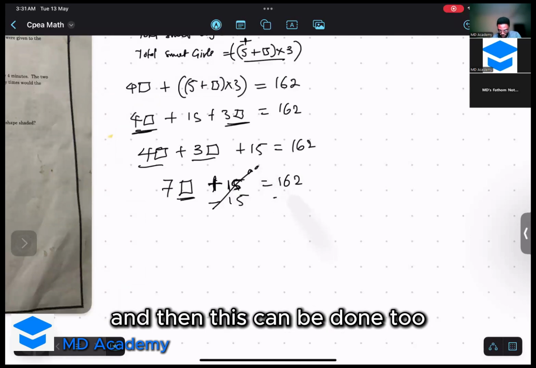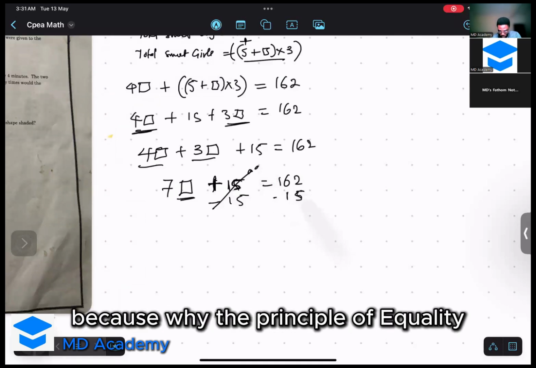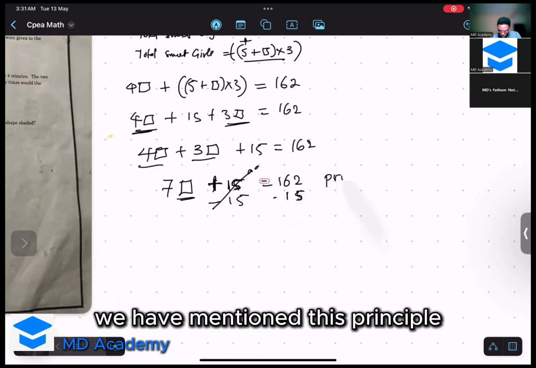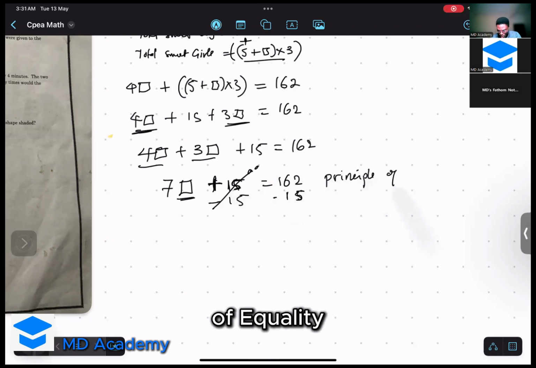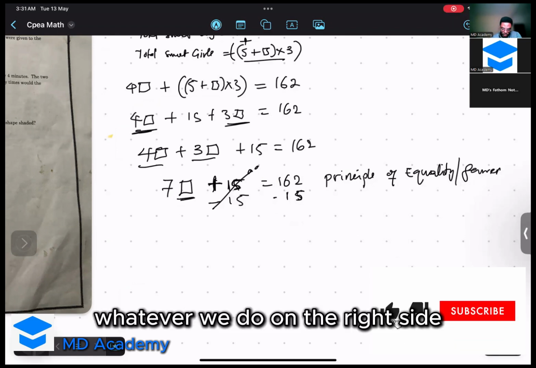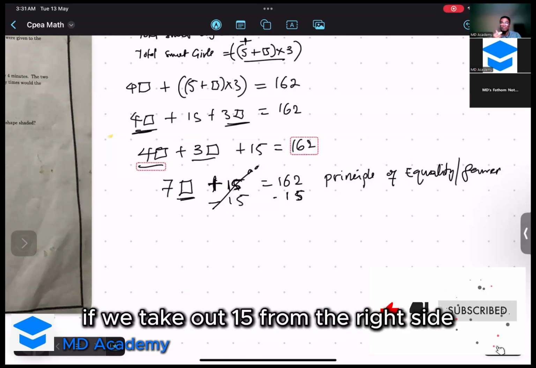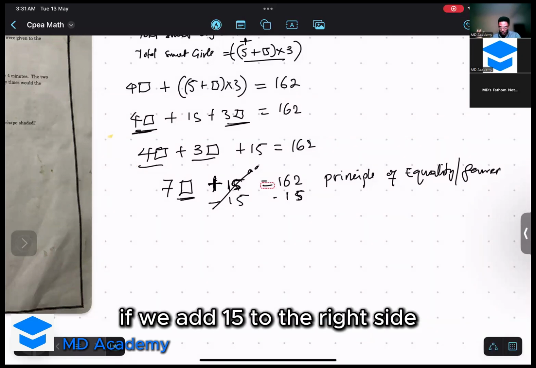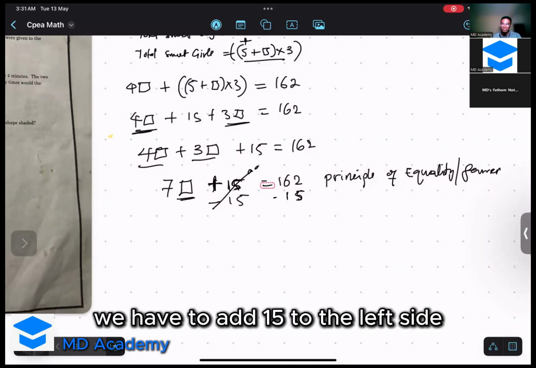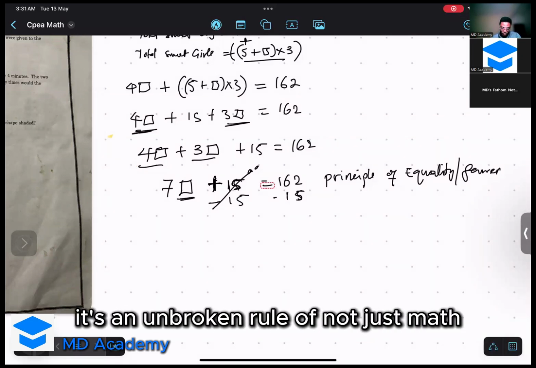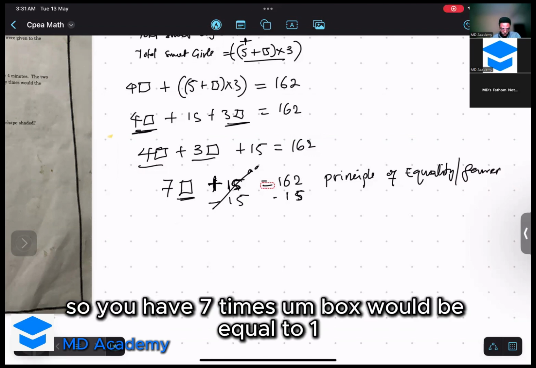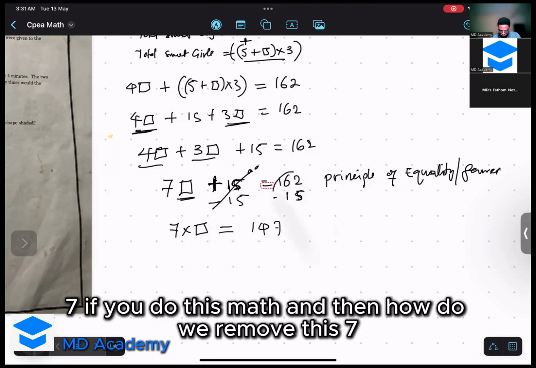And then this can be done too, because why? The principle of equality. We had mentioned this principle of equality. In fairness, whatever we do on the right side, we must do on the left side. If we take out 15 from the right side, we have to take out 15 from the left side. If we add 15 to the right side, we have to add 15 to the left side. It's an unbroken rule of not just math, but of reality itself. So you have 7 times box will be equal to 147 if you do this math.